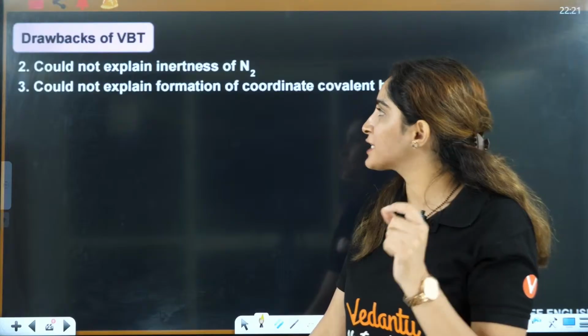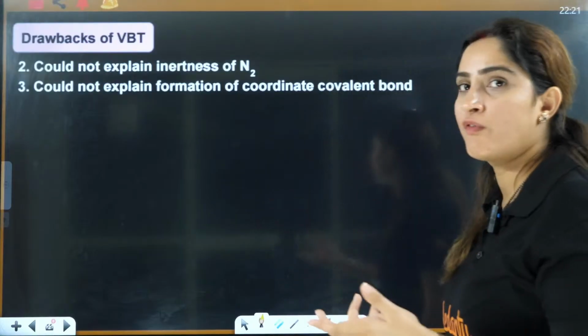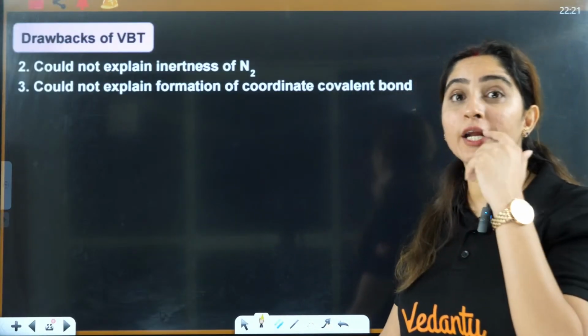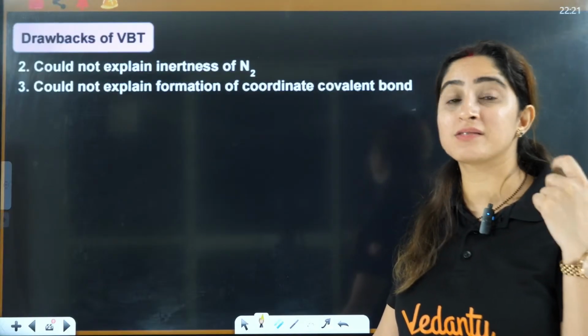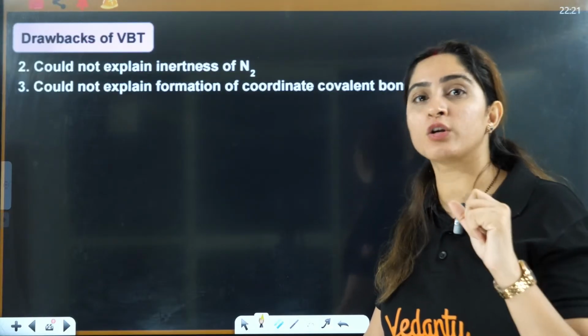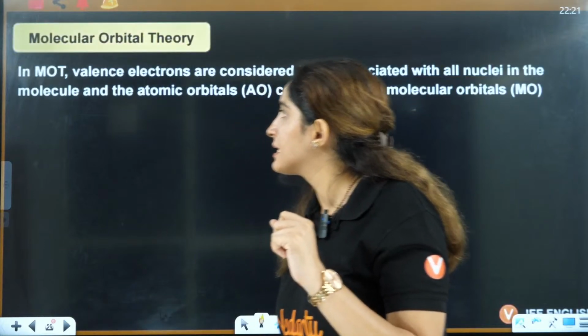Then it could not explain the formation of coordinate covalent bonds. Why are coordinate covalent bonds also formed? What is the reason behind that? The covalent bond it was able to explain, right?